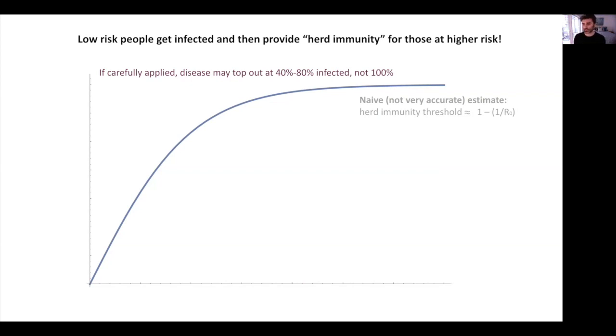And you could just do kind of a naive calculation to estimate this. The herd immunity threshold is 1 minus 1 over R naught, but that's really a very rough approximation, and in practice, this would have to be done very carefully, and we have to make sure to try to get it to top out at the lowest level possible. But intuitively, it does depend on the R naught reproduction number.